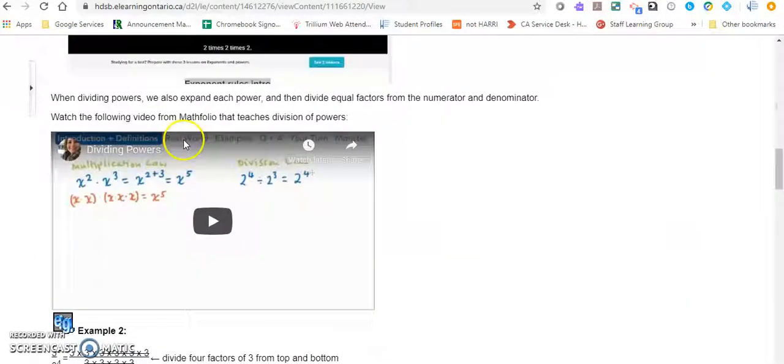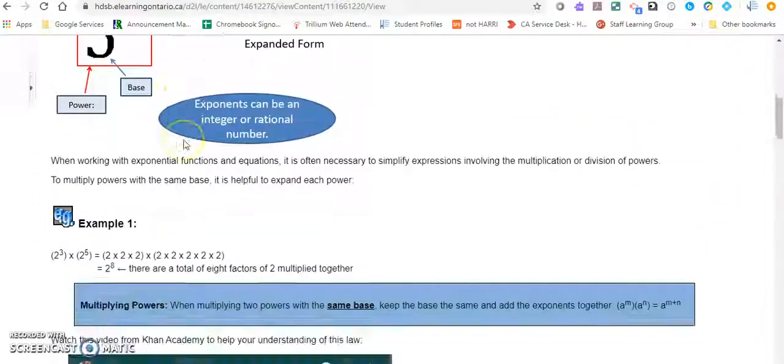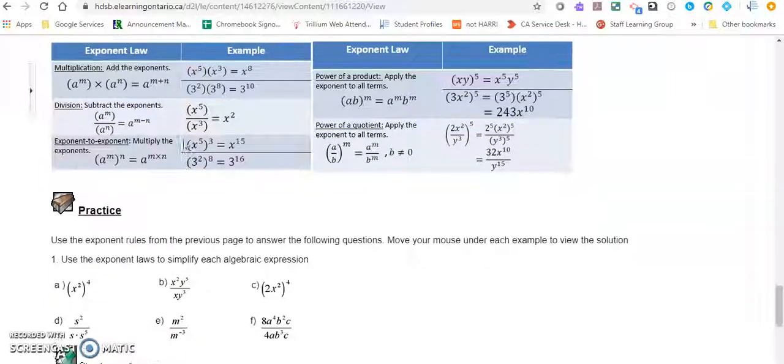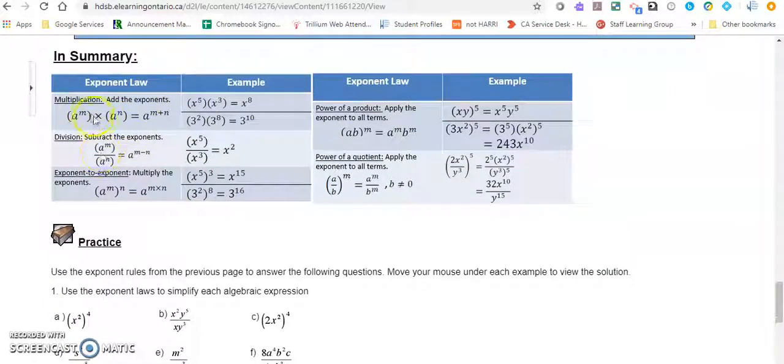You should watch all the videos on this page for an explanation of why these laws work, but I'm just going to go right into the answers. Here's the summary of all the different exponent laws: the multiplication, division, and exponent to exponent.